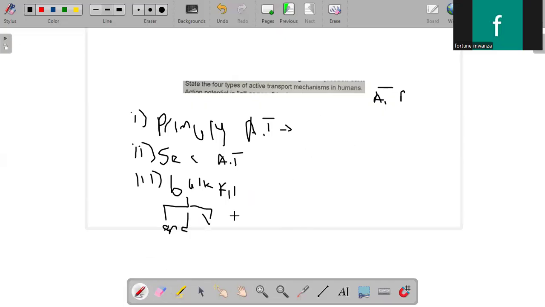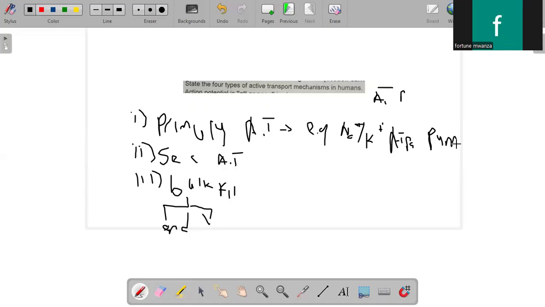A good example here is your sodium-potassium ATPase pump. That's a good example of primary active transport, where you need ATP. So you need ATP to move substances across the membrane.